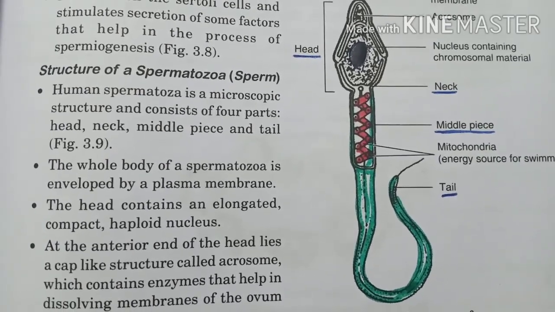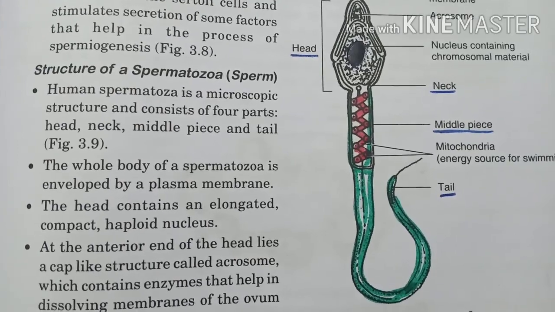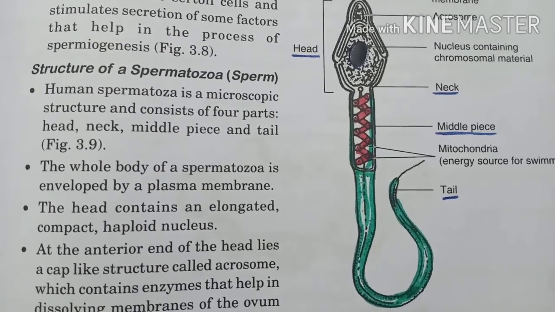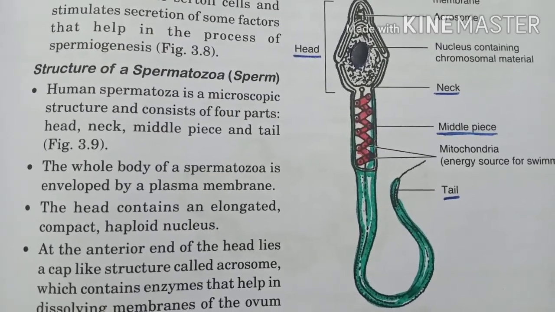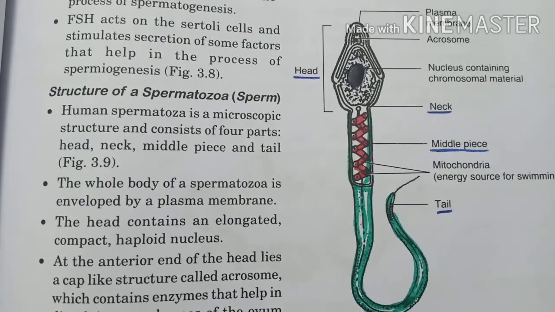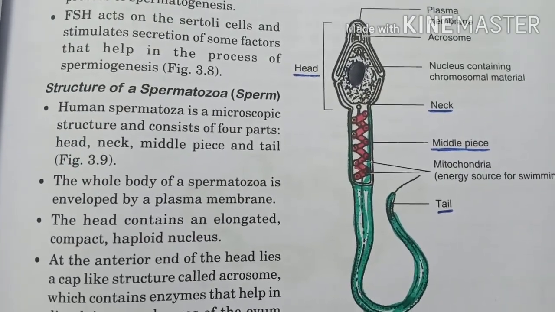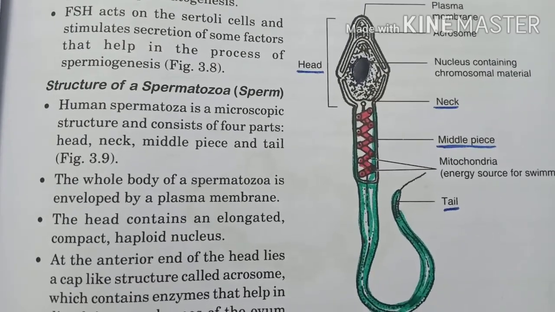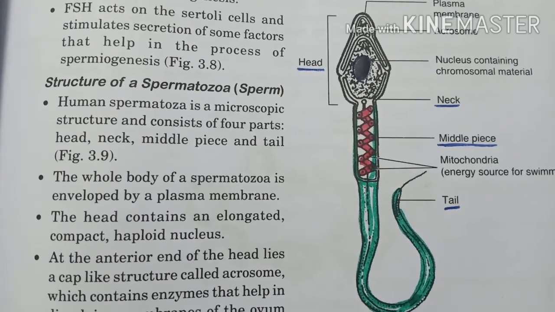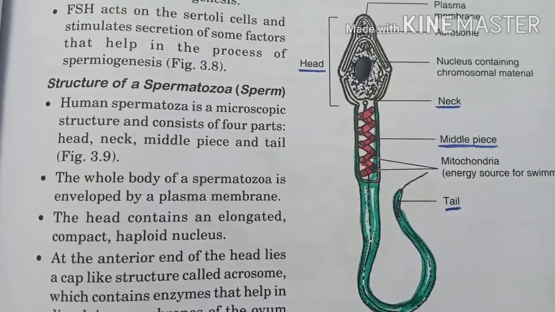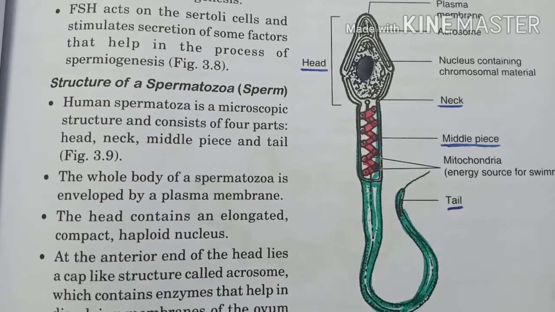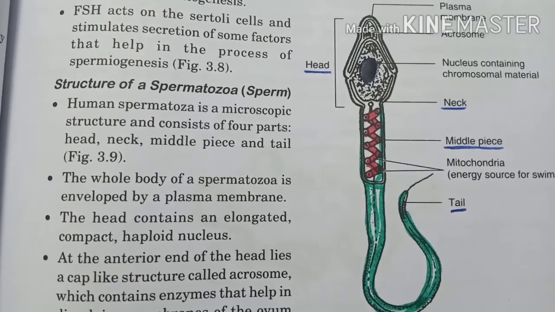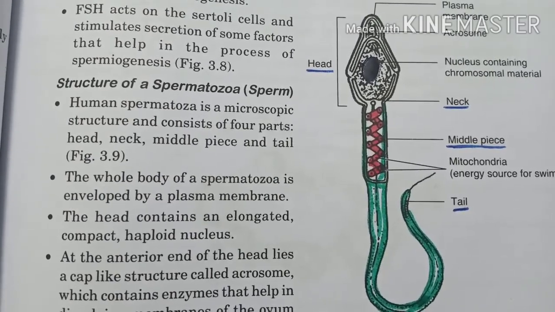Now the second point: the whole body of spermatozoa is enveloped by the plasma membrane. In the diagram you can see the plasma membrane enclosing the whole body of the sperm. Now the third point: the head contains an elongated compact haploid nucleus. See in the diagram, this part is the head. On the head you can see the nucleus containing chromosome material.